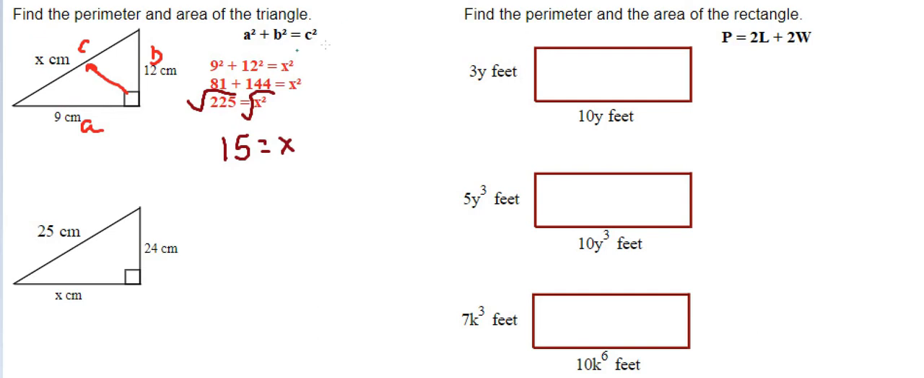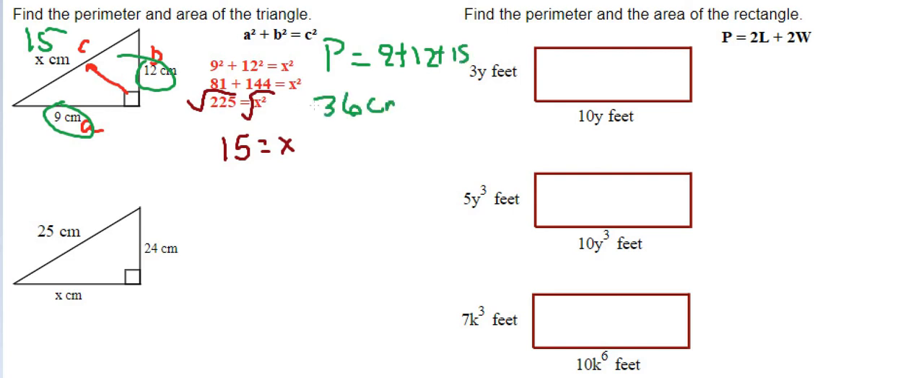That means the perimeter then, we're not done with the question, but we got the hard part done. The perimeter will be 9 plus 12 plus x, which is really 15. The perimeter will be 9 plus 12 plus 15, which is 36 centimeters. The area, we didn't have to use the Pythagorean theorem here for the area. The area would just be 1/2 times base times height. So that would be 1/2 times 9 times 12. And that would be 54. So our answer would be 54 centimeters squared.